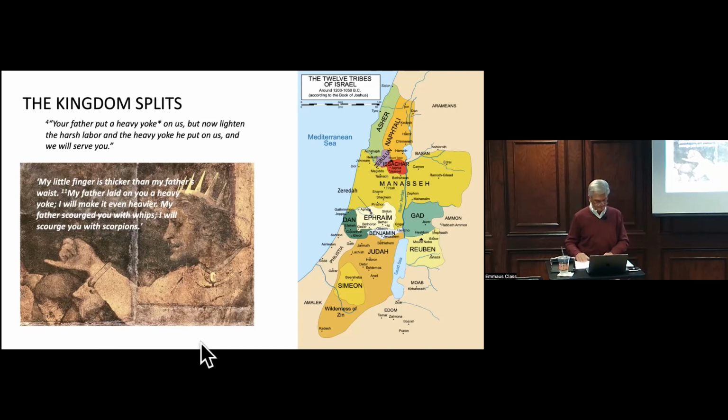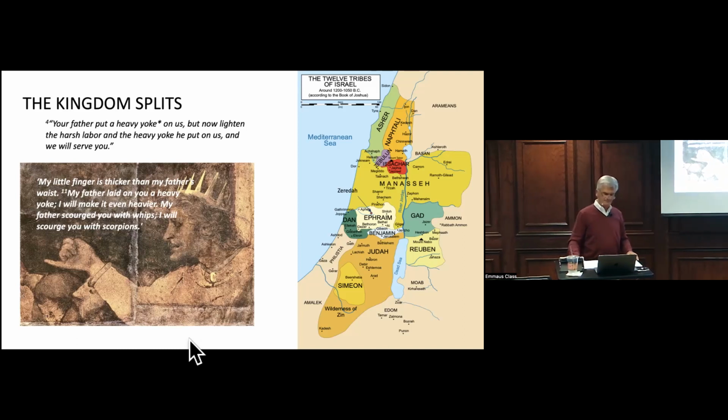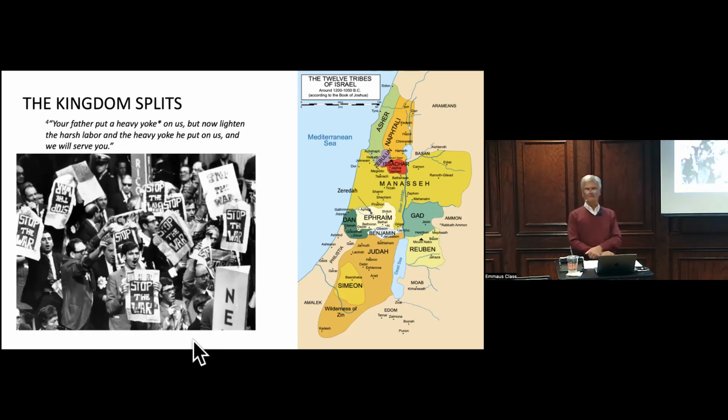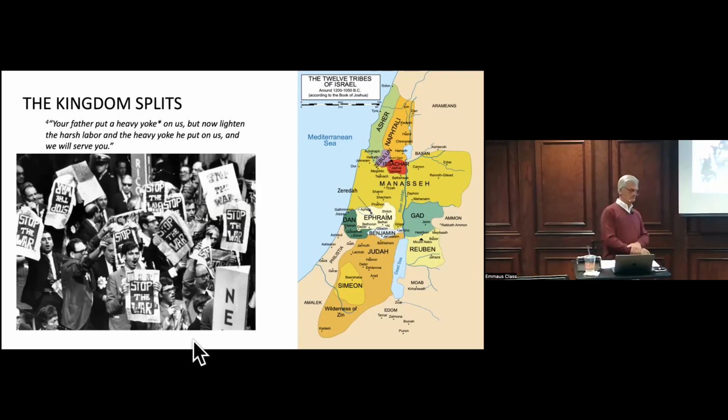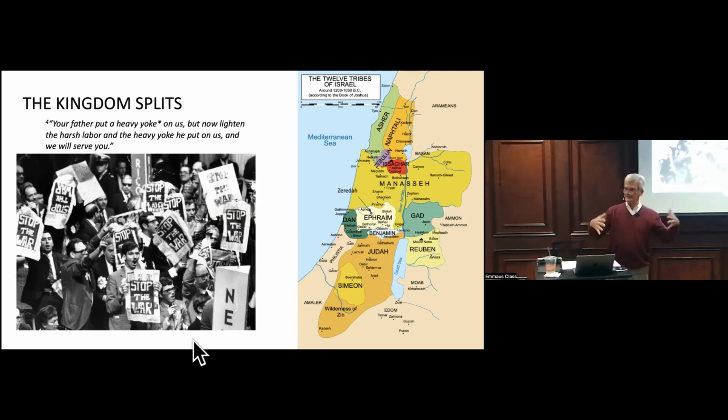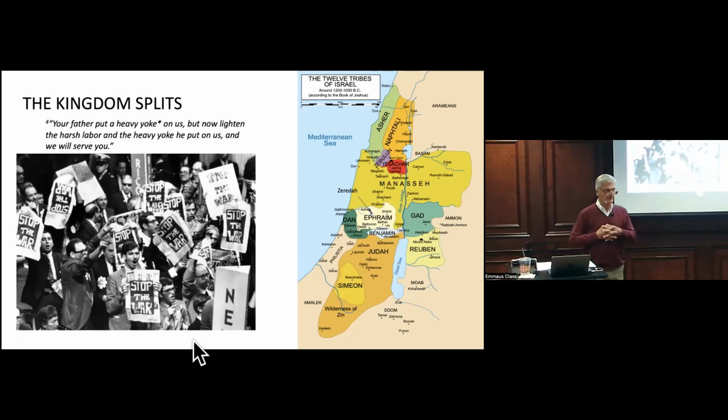Verse 16. When all Israel saw that the king refused to listen to them, they answered the king, what share do we have in David? What part in Jesse's son? To your tents, O Israel. Look after your own house, O David. So the Israelites went home. Now, I think that this would have been a little bit like the 1968 Democratic Convention in Chicago.